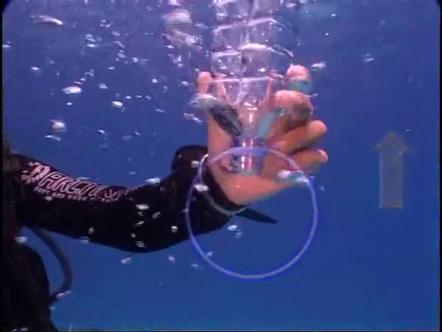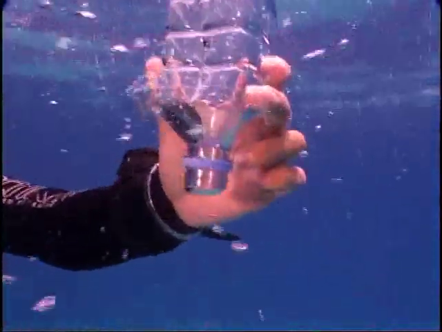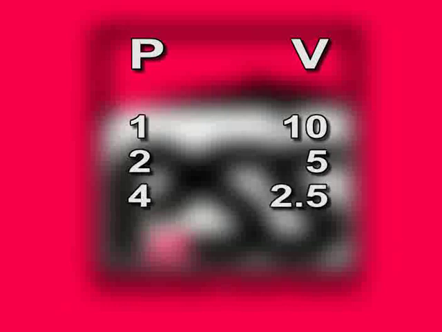This relationship between pressure and volume is inversely proportional, meaning that as one factor increases, the other decreases and vice versa. This also means that if the absolute pressure doubles, the volume of a gas halves. If the absolute pressure triples, the volume becomes a third of its original size, and so on.